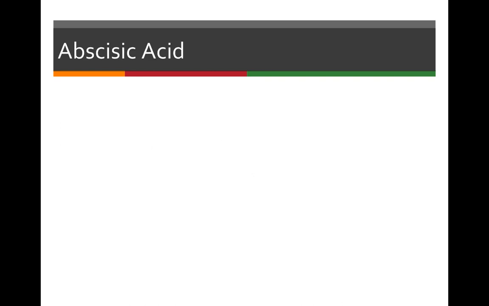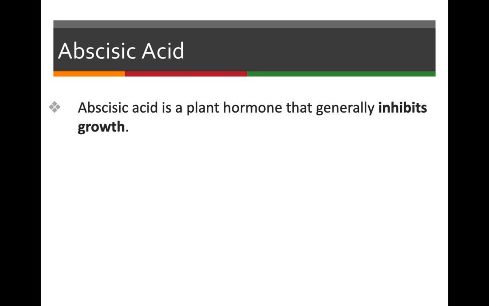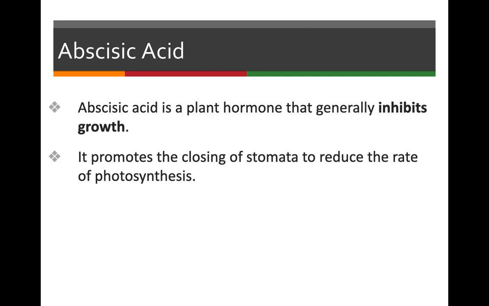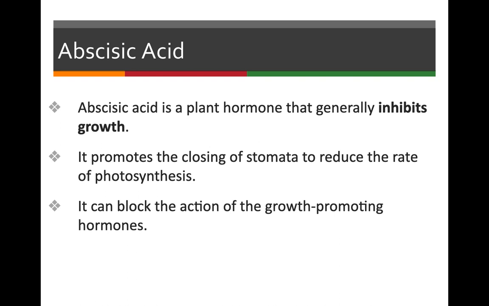And the last hormone is abscisic acid. This one is different because it's acting against all the others. It's inhibiting growth. It causes the stomata to close so that the rate of photosynthesis goes down, which means the plant can't get as much energy, can't grow as much. It also blocks the action of those other growth promoting hormones.